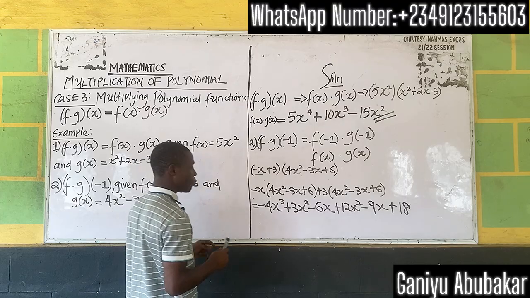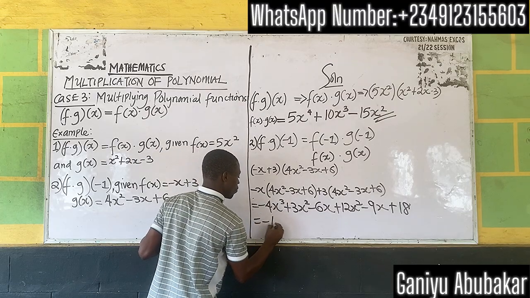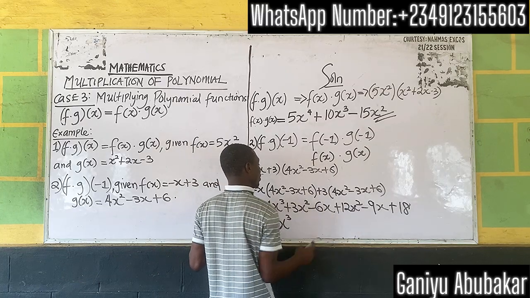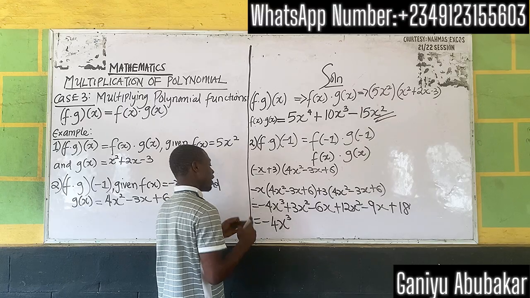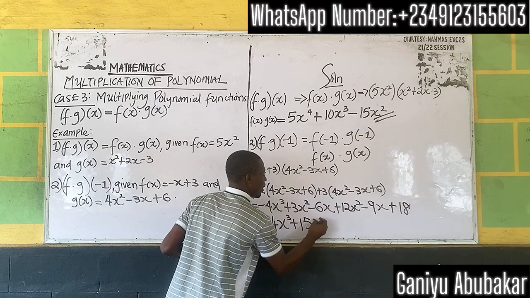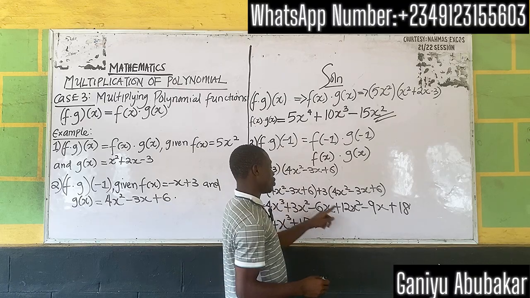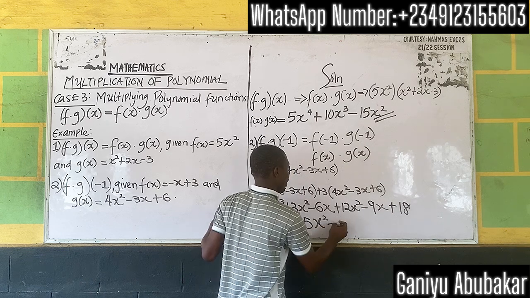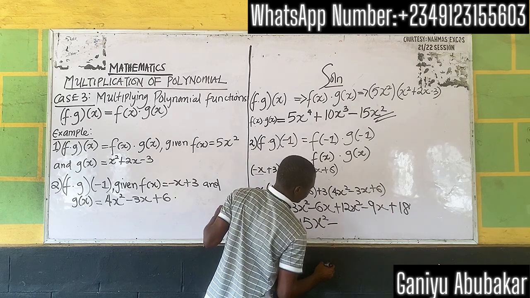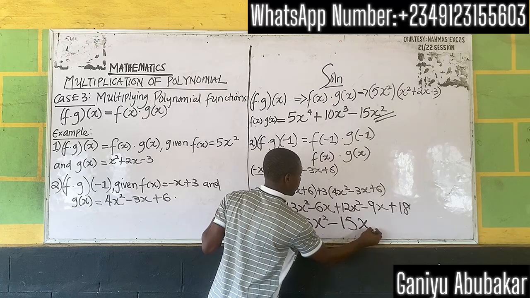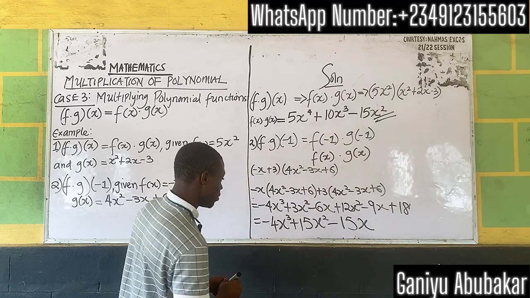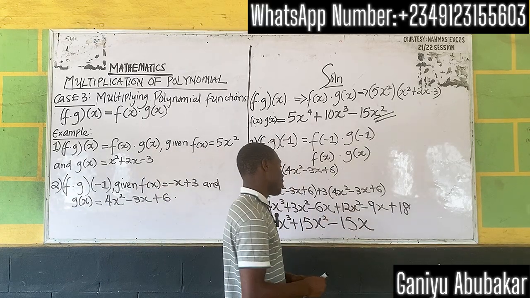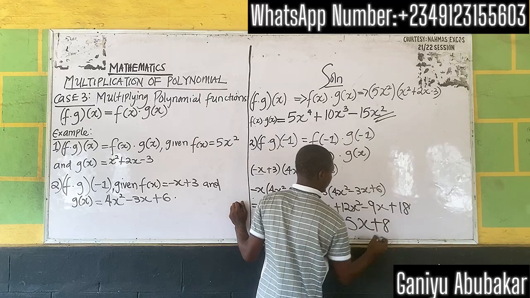So working on like terms, this gives you minus 4x cubed plus 3x squared plus 12x squared. That gives you plus 15x squared. 3x squared plus 12x squared is 15x squared, minus 6x minus 9x gives minus 15x. And finally, I have plus 18.